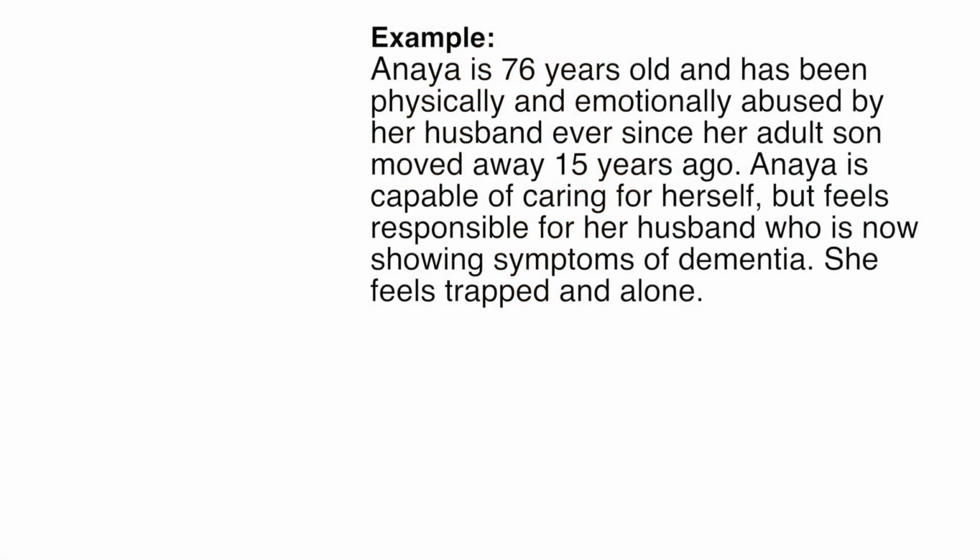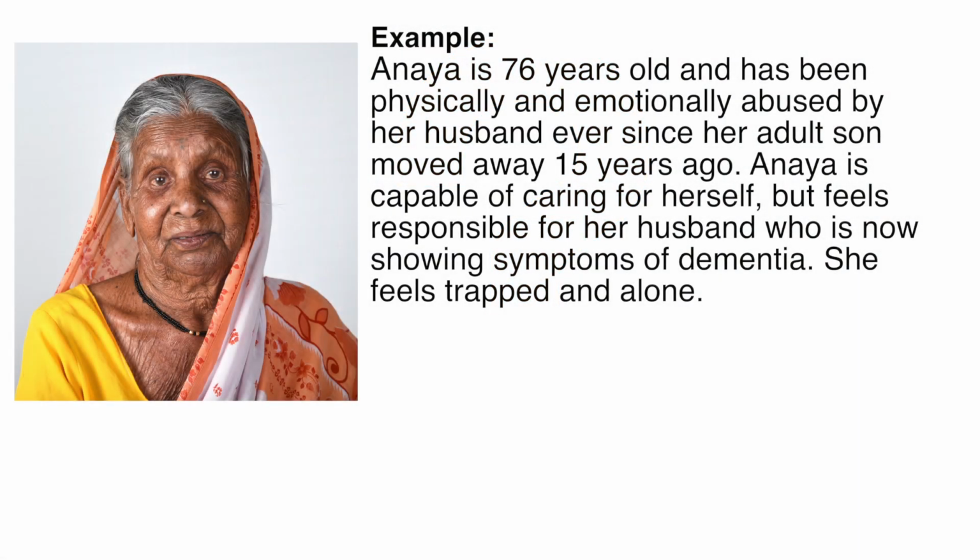Let us look at an example of how these competing frameworks and associated issues may result in barriers to appropriate care for older women who are victims of abuse. Anaya is 76 years old and has been physically and emotionally abused by her husband ever since her adult son moved away 15 years ago. Anaya is capable of caring for herself, but feels responsible for her husband, who is now showing symptoms of dementia. She feels trapped and alone.